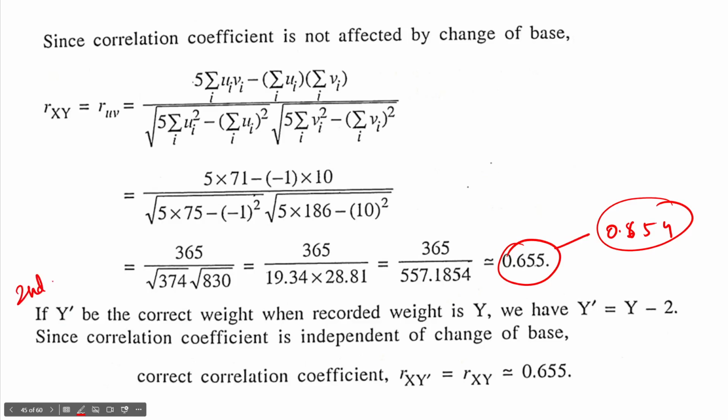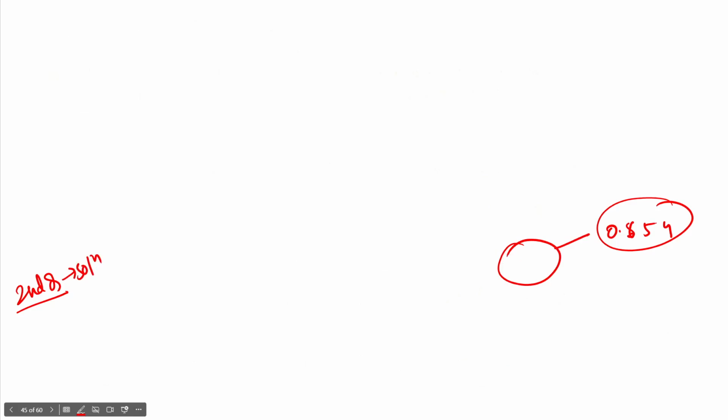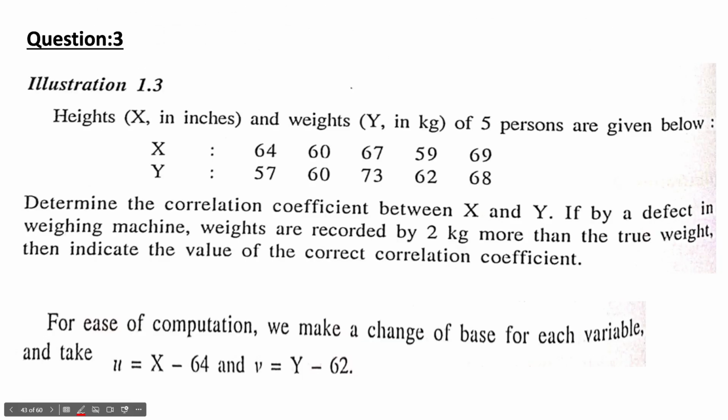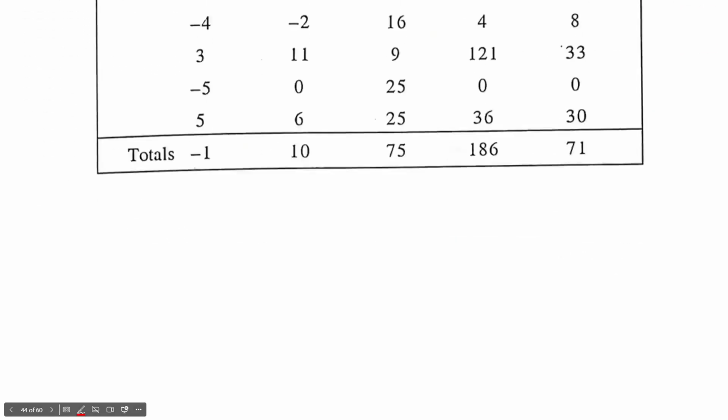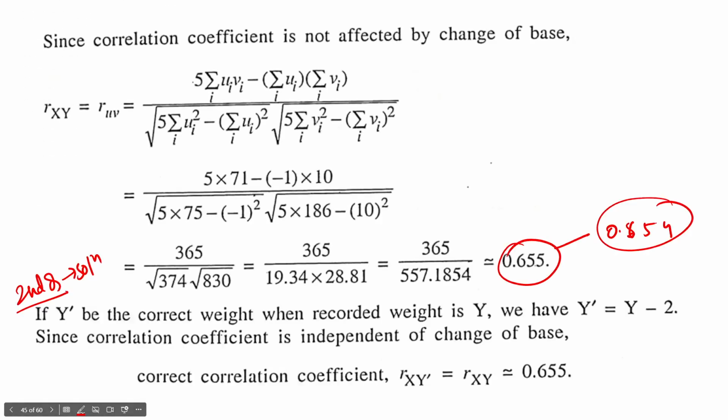Now that is the second question, or the second question's solution. What was the question? See, this is the question: if by a defect in the weighing machine, weights are recorded 2 kg more than the true weight, then indicate the value of the correct correlation coefficient. Then how to do that? See, this is very easy. 2 kg more.